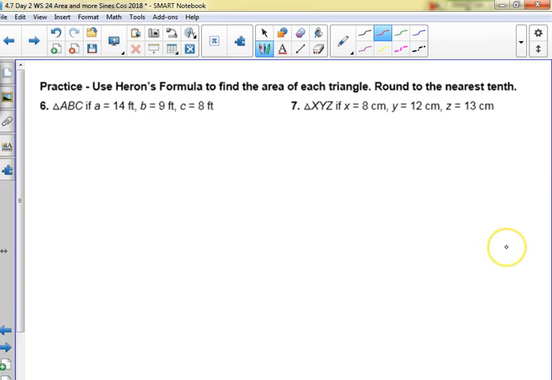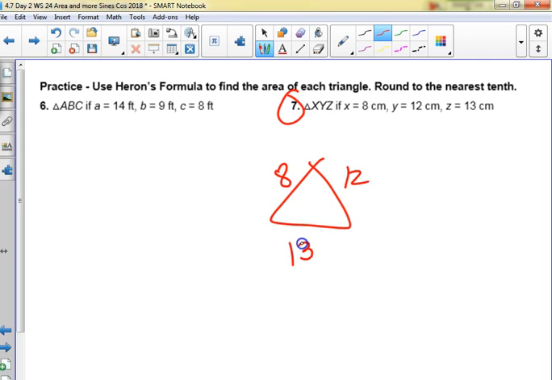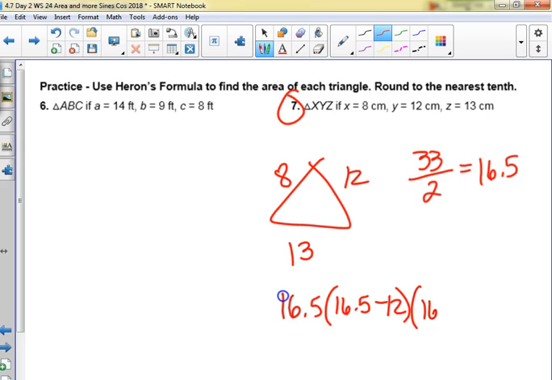I'm going to do one more practice real quick, in case I didn't get to this in your class. The semi-perimeter, if you have sides of 8, 12, and 13, you add those up and you get 33. So the semi-perimeter is half of that, or 16.5. And then you would type 16.5 times 16.5 minus 12 times 16.5 minus 8 times 16.5 minus 13. And then you'd square root all that.